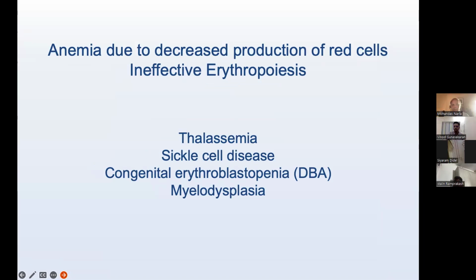Ineffective erythropoiesis was first described very well with beta thalassemia major or Cooley's anemia, and since then has been found to be a feature of a number of other disorders, including sickle cell disease, and is also an important contributor to anemia in congenital erythroblastopenia disorders such as Diamond-Blackfan anemia. And more recently, there's a lot of interest in explaining anemia in people with myelodysplasia due to ineffective erythropoiesis in the bone marrow. Can I have the next slide, please?